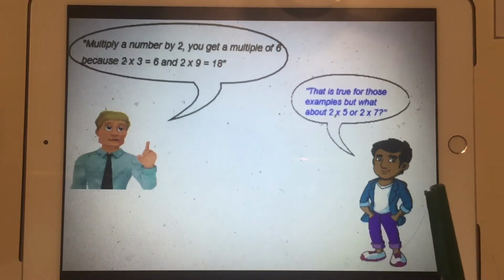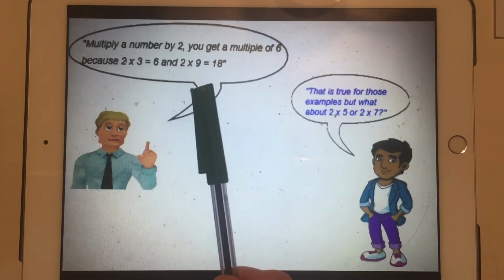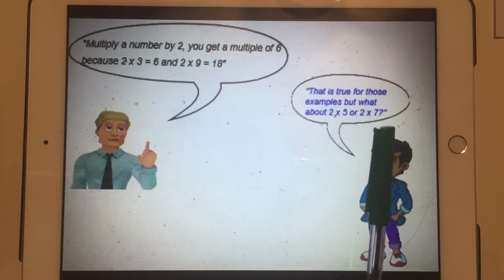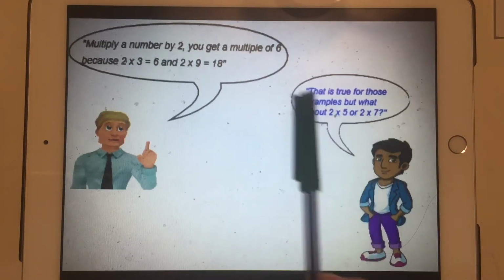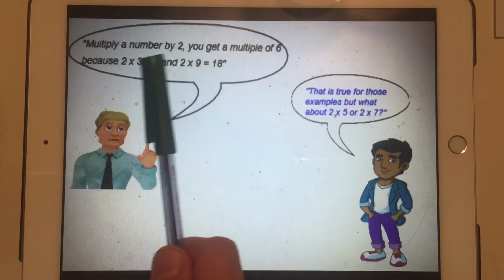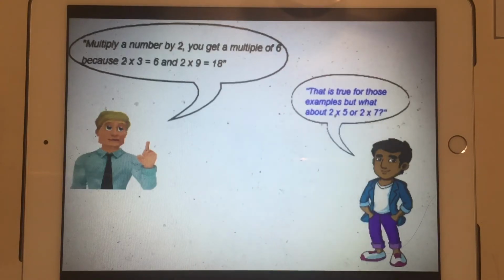But then this smart chap over here is saying, well, that's true, but what about 2 times 5? That's 10. That's not a multiple of 6. What about 2 times 7? That's 14. That's not a multiple of 6. So actually, it may be true for the 2 examples you found, but I found some examples where that doesn't work. So I found some counter examples.